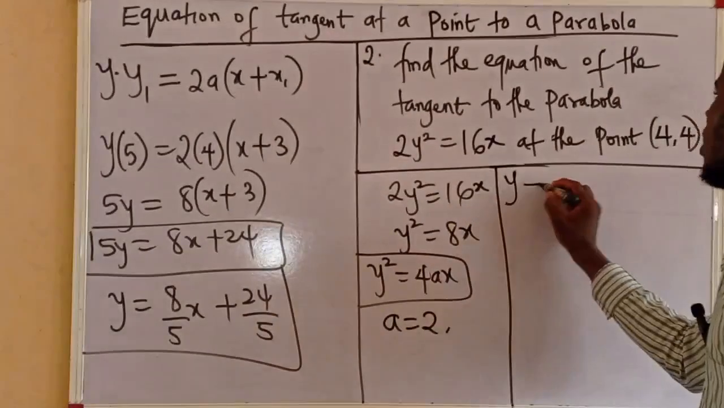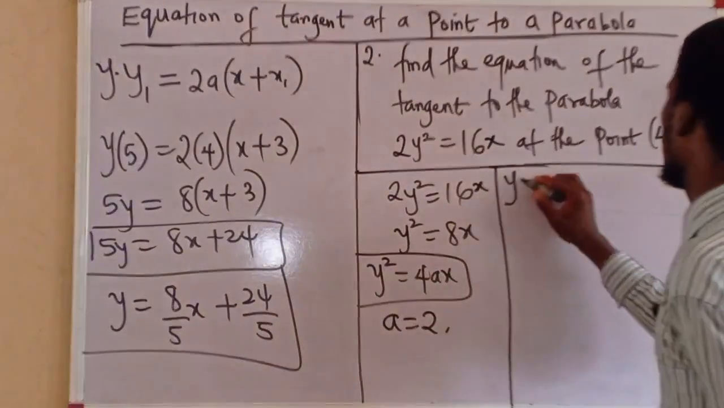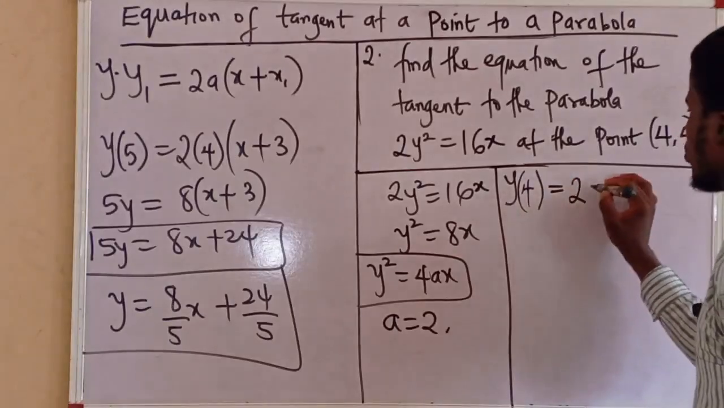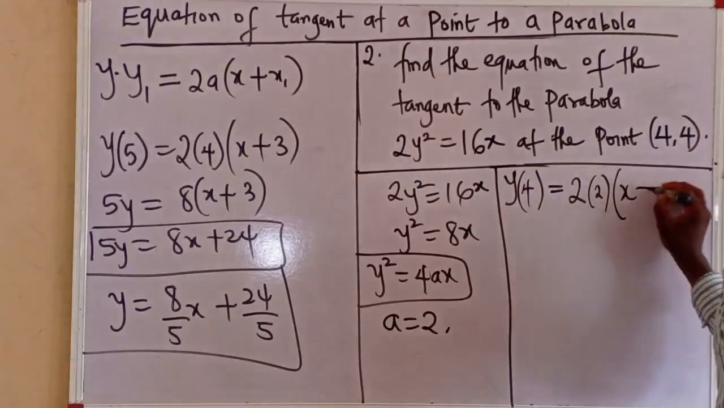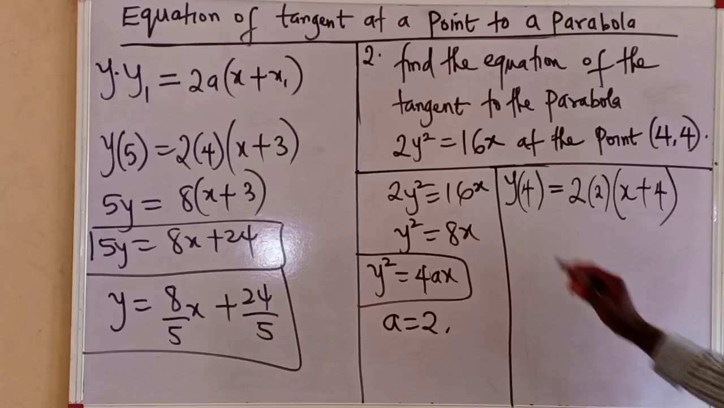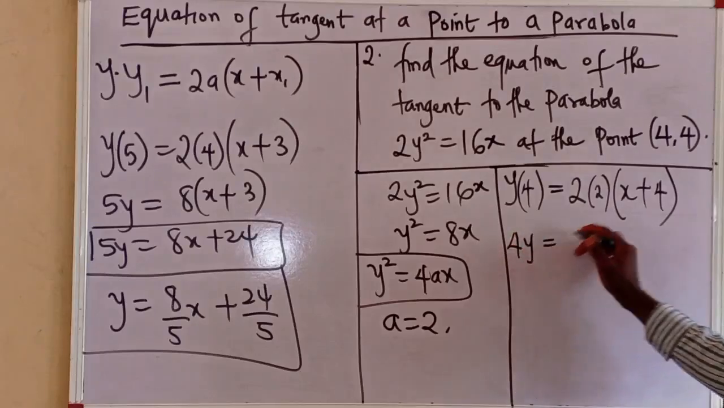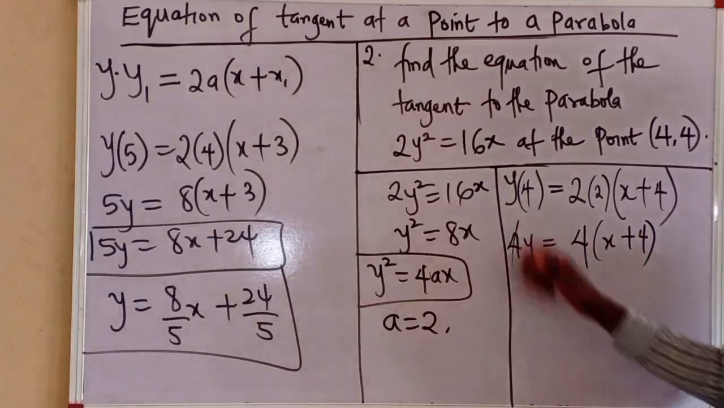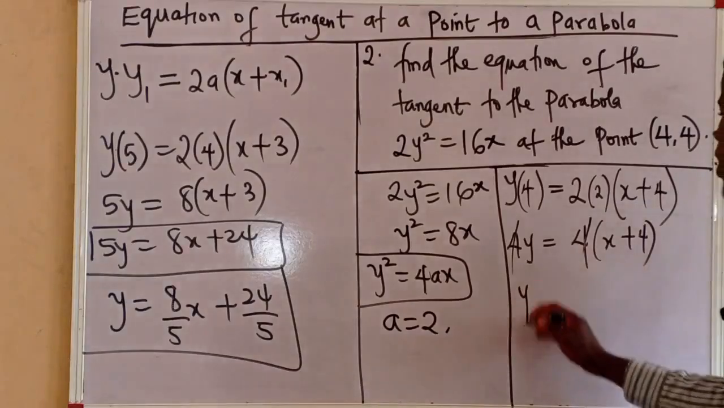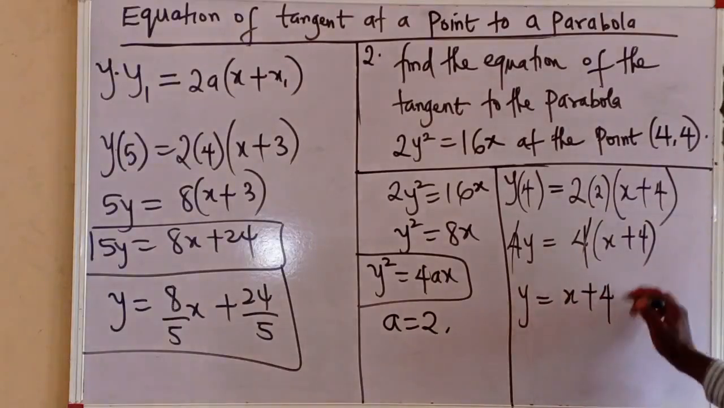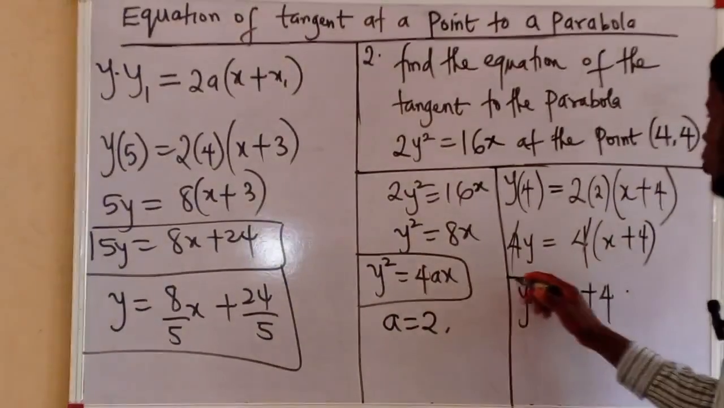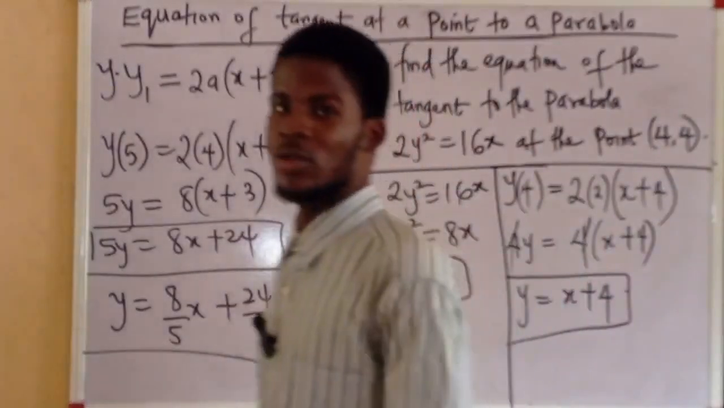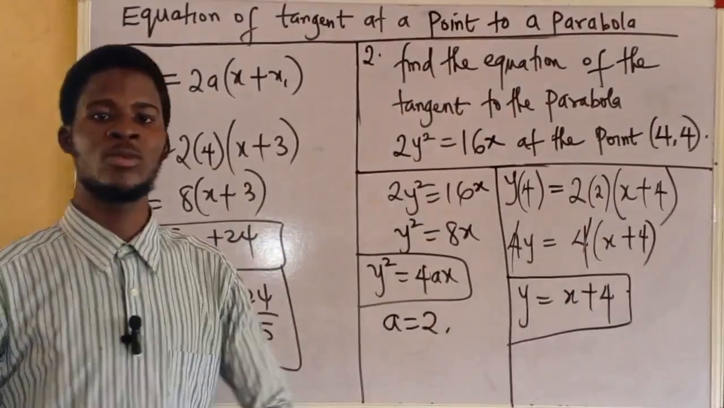So, the equation of the tangent to the parabola at this point: we have y times y1, and y1 is 4, equals 2a, and a is 2, all times (x plus x1). x1 is 4. So 4y is equal to 4 times (x plus 4). 4 cancels 4. So y is equal to x plus 4. And this gives the equation of the tangent to the parabola at this point. This is how to determine the equation of the tangent to the parabola at a particular point.